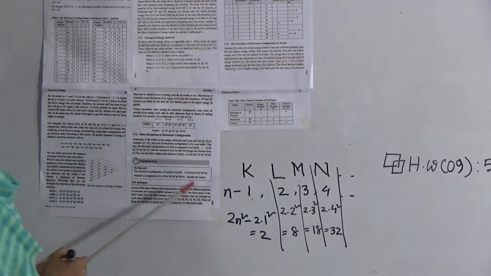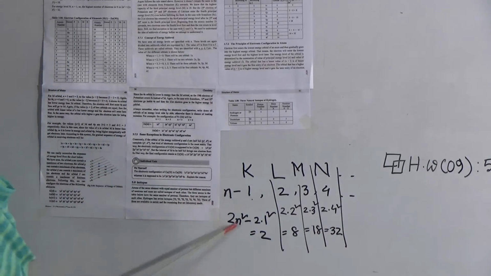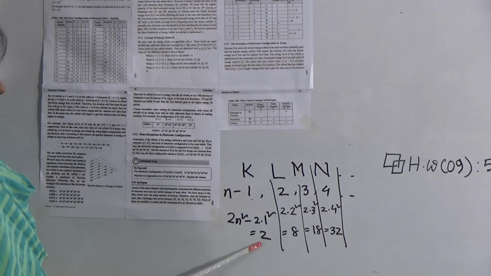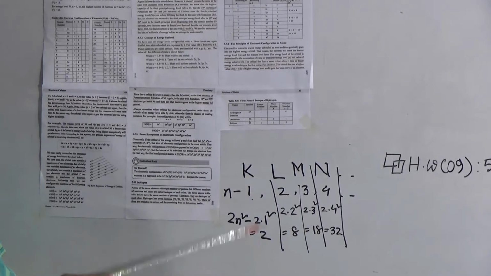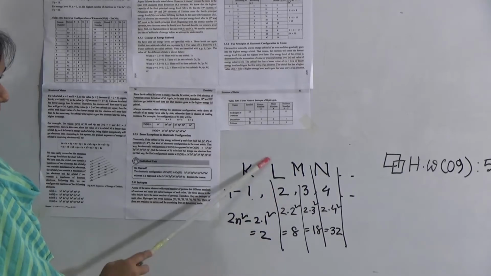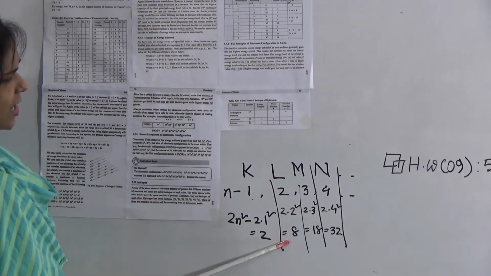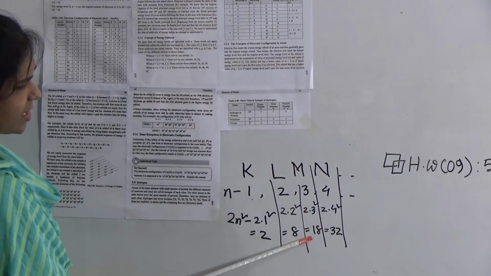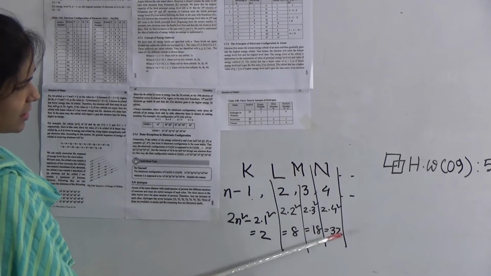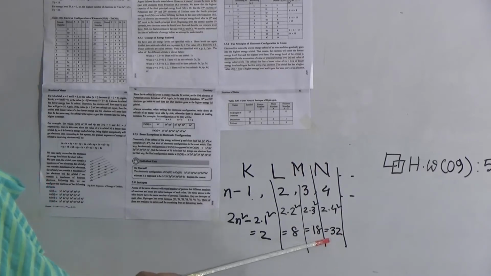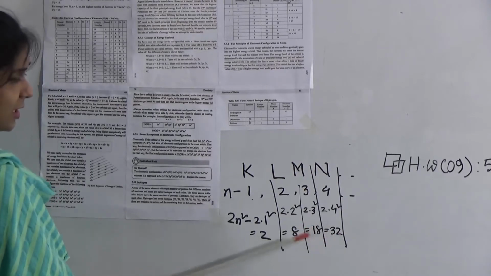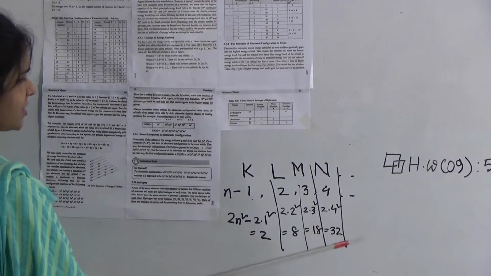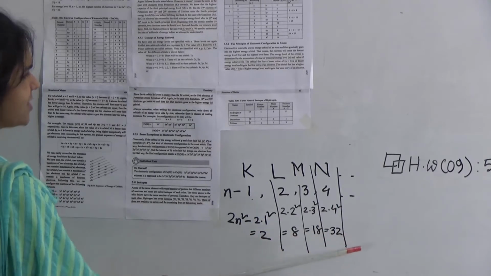And in the fourth orbit, 2 into 4 square, that means 4 4s are 16, 16 2s are 32 electrons. By following this formula we can easily find out that there will be 2 electrons in the first orbit, 8 electrons in the second orbit, 18 electrons in the third orbit, and 32 electrons in the fourth orbit. This is the highest holding capacity of this orbit.